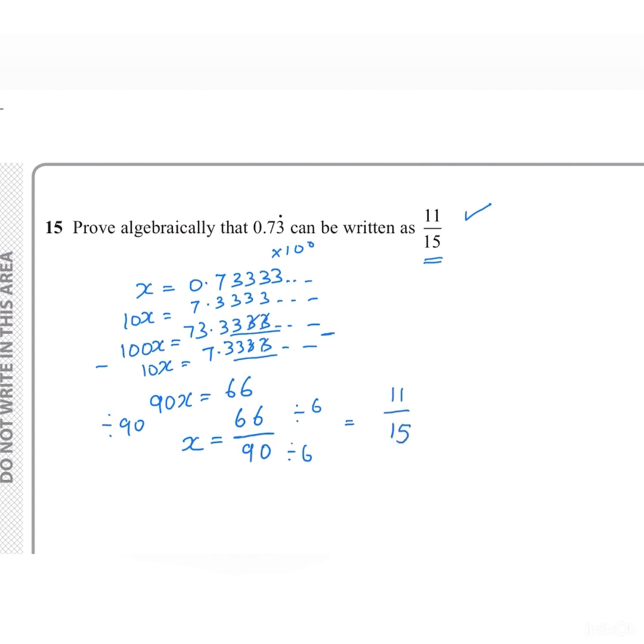Okay, or you could have just done 90 divided by 15 in here and then divided by 11. Just use whatever information is given to make it simpler for you. Okay, so 11 over 15.